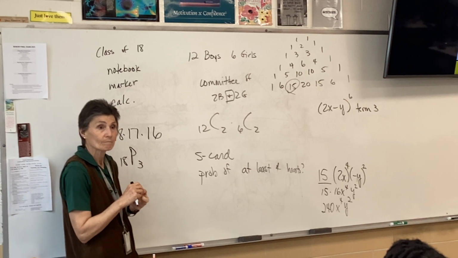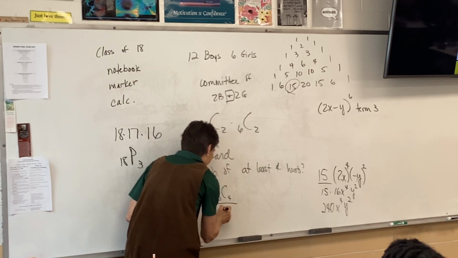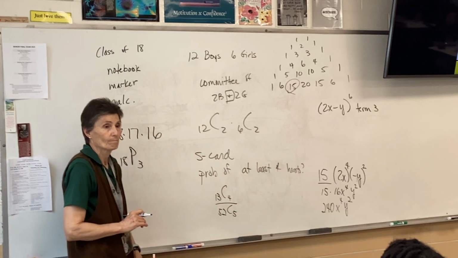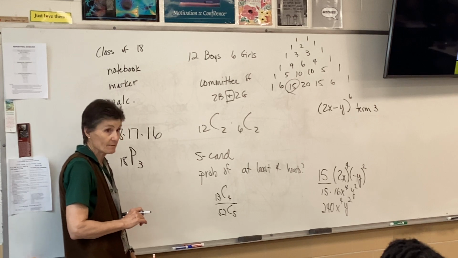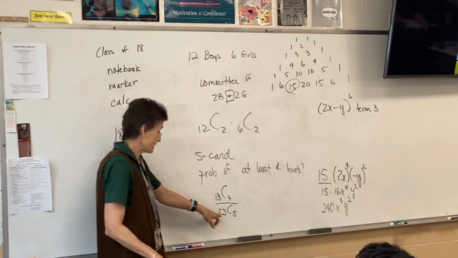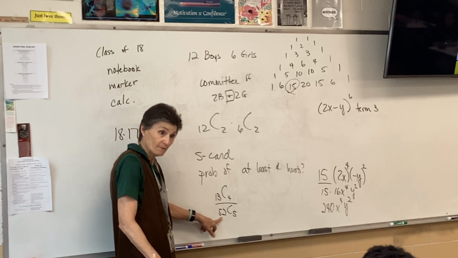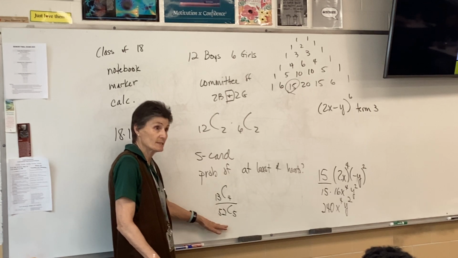Isn't it 13C4 over 52C5? He's on the way. He isn't there yet, but he's on the way. What's this, the denominator? That's the total, right? 52 cards, and I'm picking 5. That's absolutely correct in the denominator.